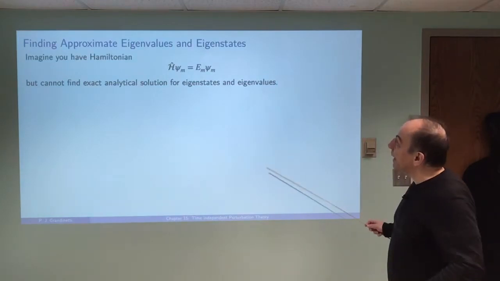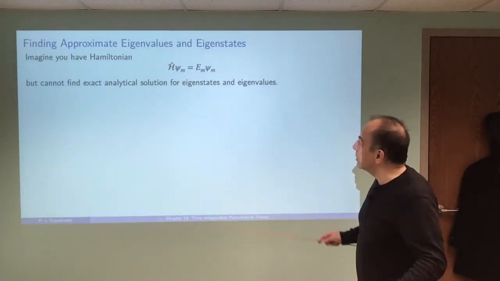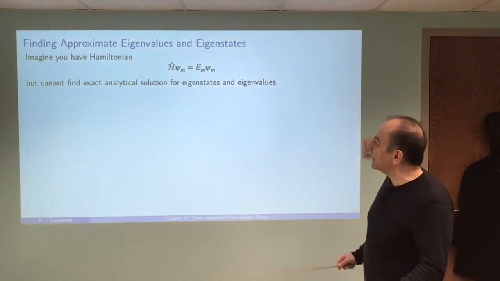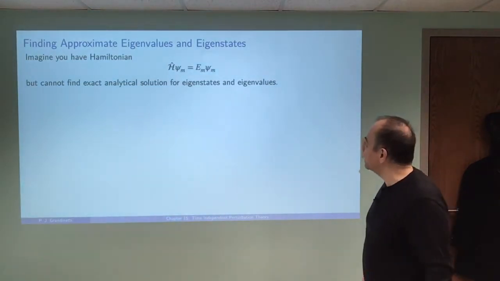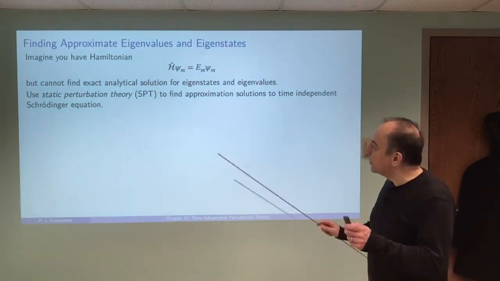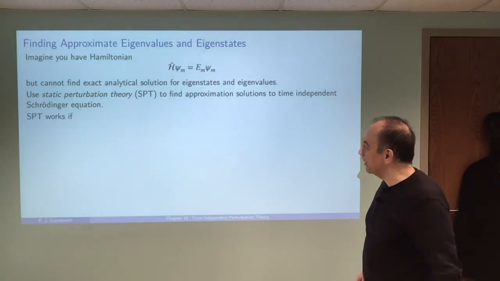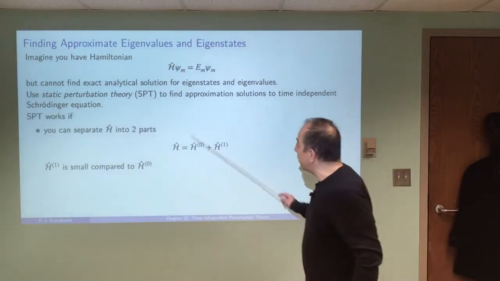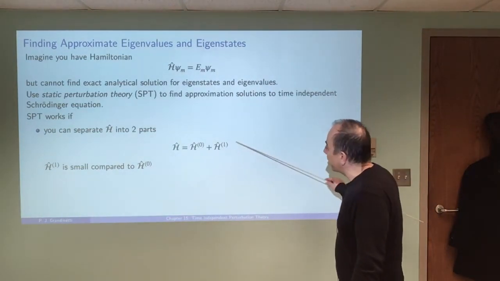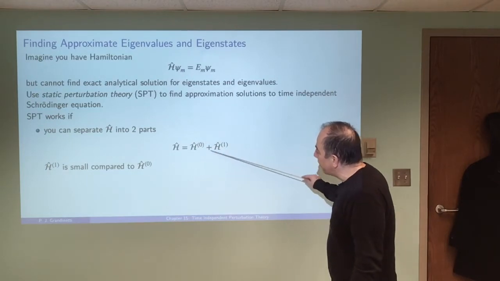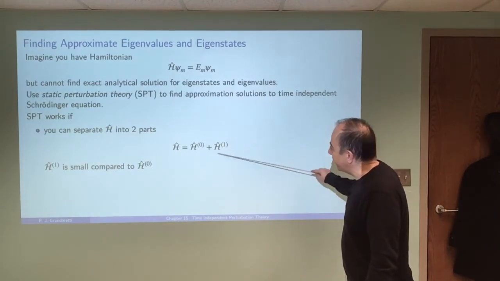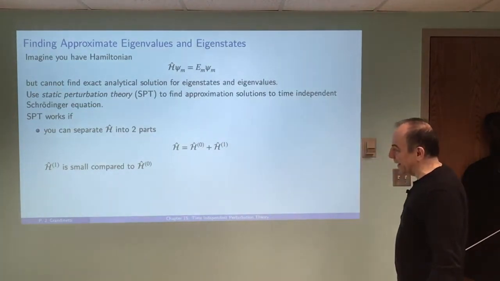Now, imagine you have some Hamiltonian where we have the Schrodinger equation, H psi equals E psi, but we don't have a way to find exact analytical solutions for the eigenvalues and eigenstates. We can use this approach called static perturbation theory to find solutions, provided that we meet a few conditions. First of all, it will work if we can write our Hamiltonian in a form where it consists of a very large term plus a very small term. So H0 is a big Hamiltonian, and H1 is just some small perturbation to that Hamiltonian.